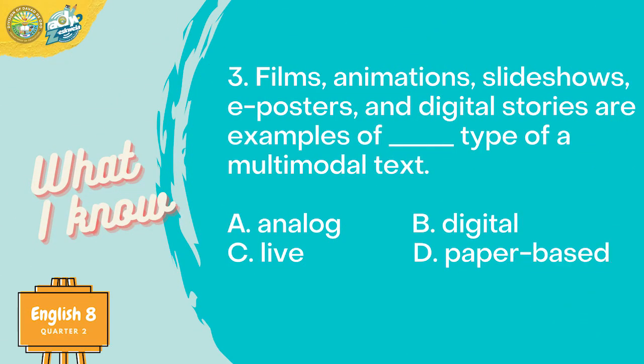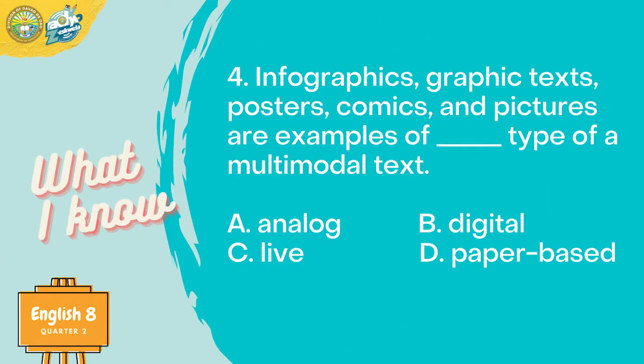Number 3, films, animations, slideshows, e-posters, and digital stories are examples of blank type of multimodal text. Options are A, analog, B, digital, C, live, letter D, paper-based. Your answer is? Okay, very good. The answer is letter B, digital.